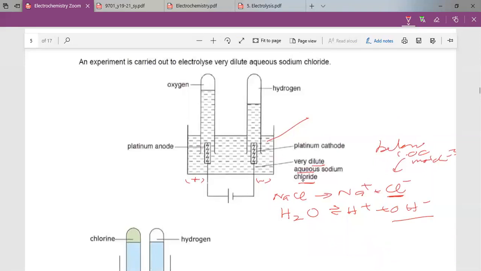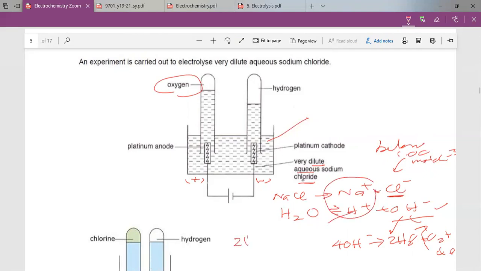So in Form 5, what is given out here is the oxygen. Remember that in Form 5, 4OH- gives you what? 2H2O plus O2 plus 4 electrons. So oxygen is given out here. And of course, because sodium is very high, H+ is given out. So 2H+ plus 2 electrons gives you what? H2 gas. That's why you say H2 gas is given out.